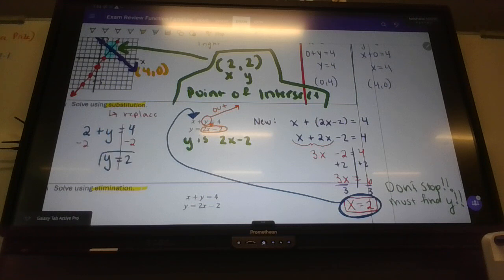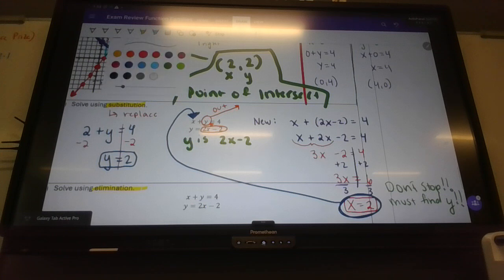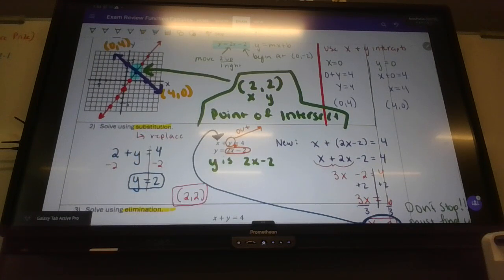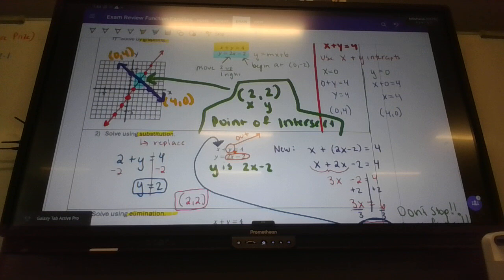And y equals 2. So now we found x. We use x to find y. And I can write it as an ordered pair, 2 comma 2. And guess what? That's the exact same answer we got in number 1, because we were doing the same thing. We're finding where the lines cross using a different method.